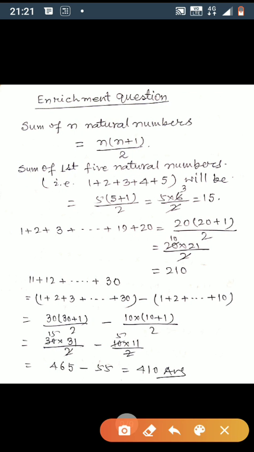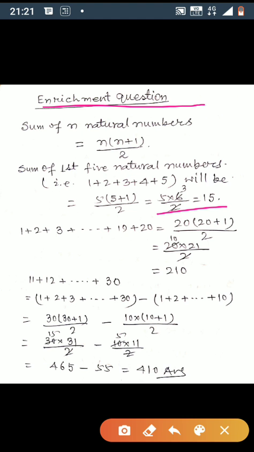Now, enrichment questions. How can we find the sum of the natural numbers? Sum of n natural numbers equals n into (n plus 1) by 2. Sum of the first 5 natural numbers, that is 1 plus 2 plus 3 plus 4 plus 5, will be written as 5 multiply (5 plus 1), that is 6. So it can be written as 5 multiply 6 by 2. 2 ones are 2, 2 threes are 6. So 5 threes are 15. Sum of the first 5 natural numbers equals 15.